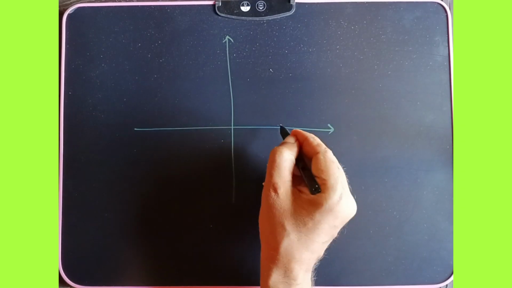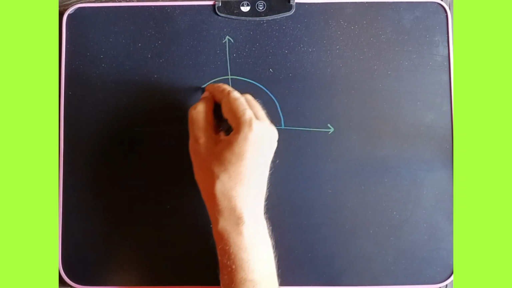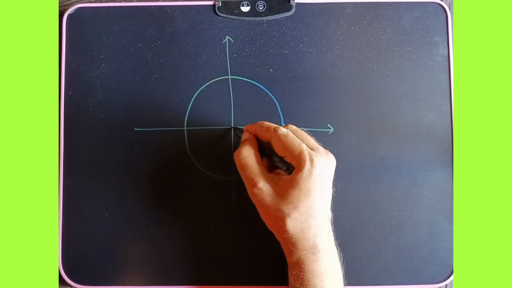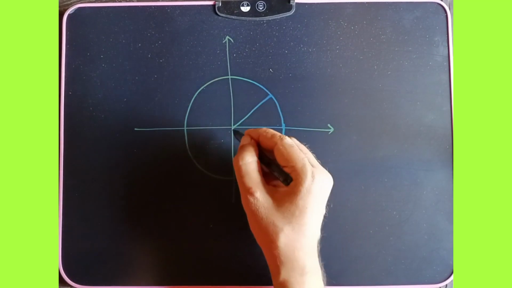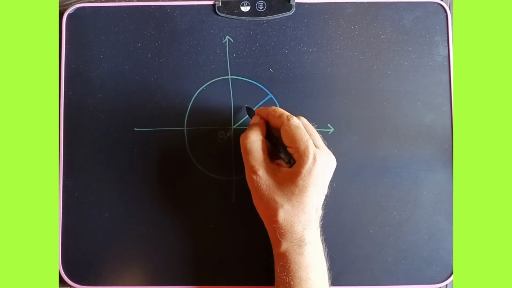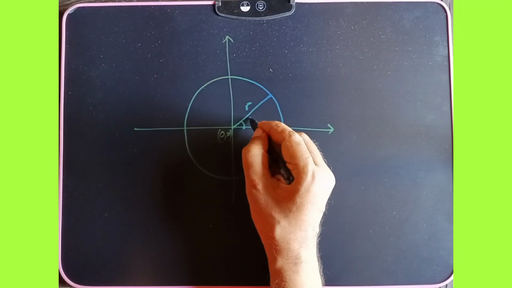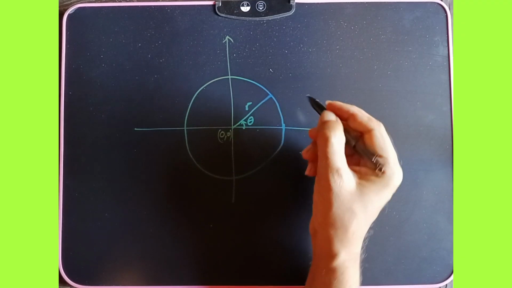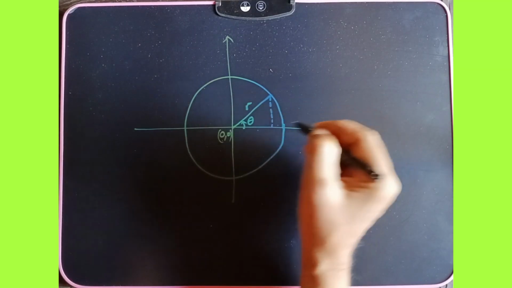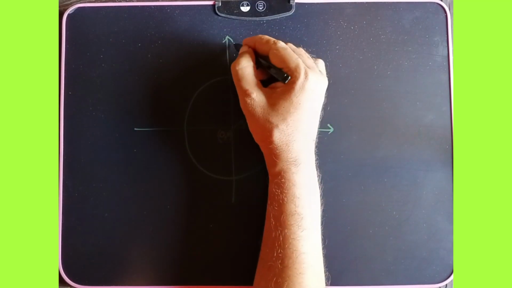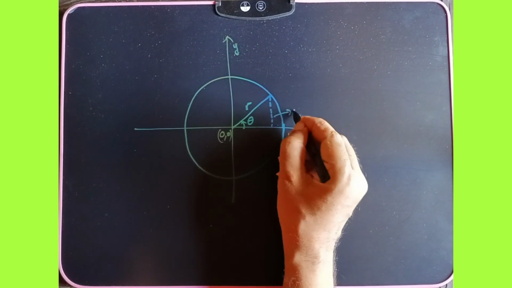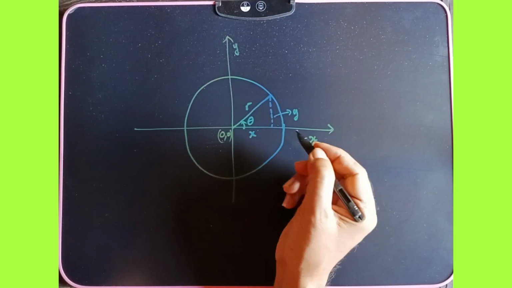In this coordinate system, if I draw a circle around, this is a circle, and I draw a line subtending from 0 comma 0 all the way at a distance of r, and this is making an angle theta. Okay, so I draw a perpendicular to the x-axis, and this distance is called y, and this distance is x.